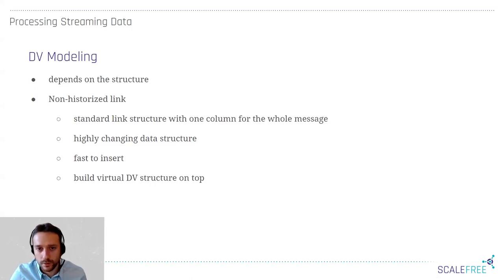And after you stored the messages in the non-historized link, you can then build Data Vault structures on top of it, which you could virtualize as well in the best case. So you flatten the JSON structure. Most of the cloud databases today have good functionality on flattened JSON files. For example, Snowflake has huge possibilities to process it. And I think they even catch up with the processing possibilities of XML files as well.